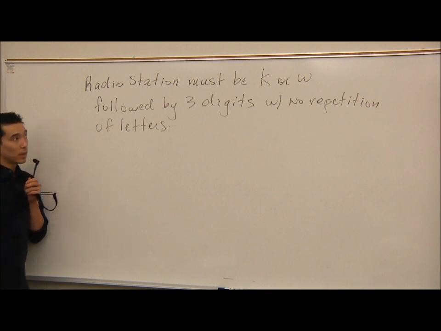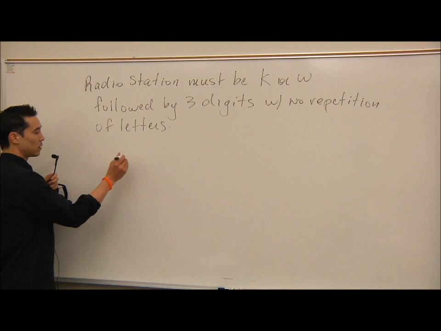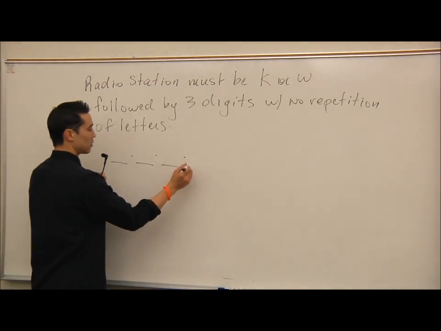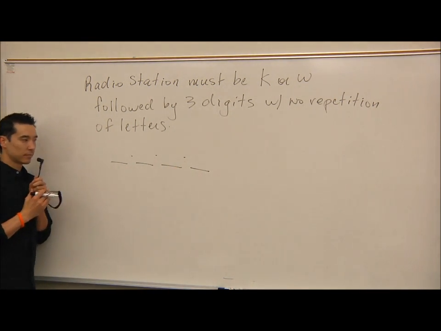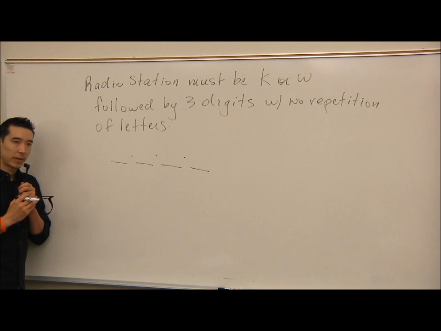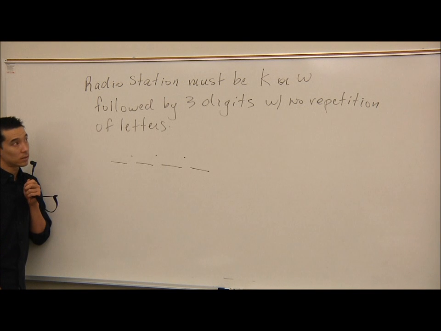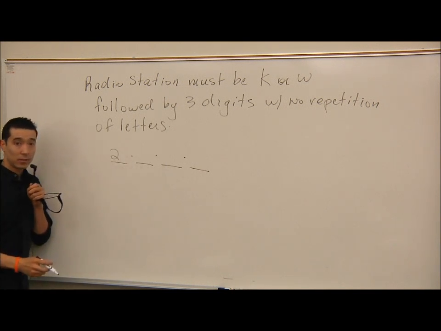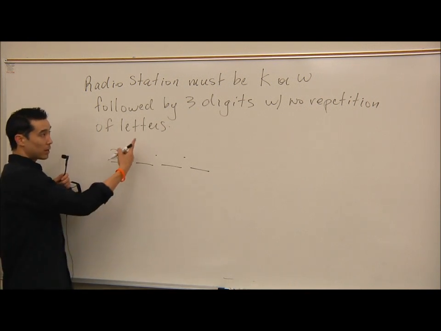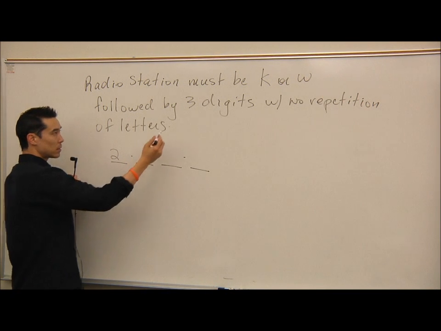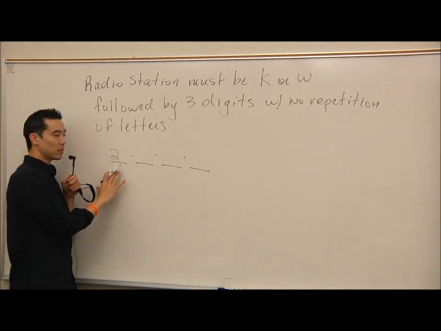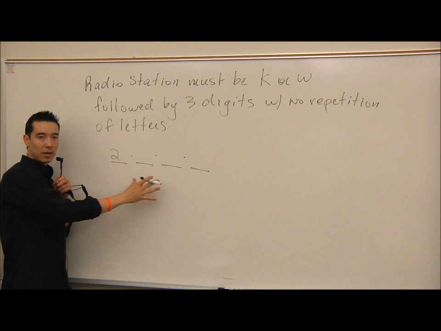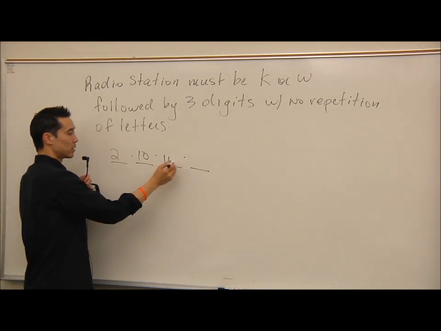So it has to be a K or a W, and then 3 digits. So what am I going to get here? How many possibilities do I have for the first? 2. And then I go to numbers, right? And how many possible numbers do I have? 10, 9, 8. Am I allowed to repeat? No. It says no repetition of letters, but I've only used one letter and there's no more letters, and now it's numbers, right? 10, 10, 10. So this would be 10, 10, 10.